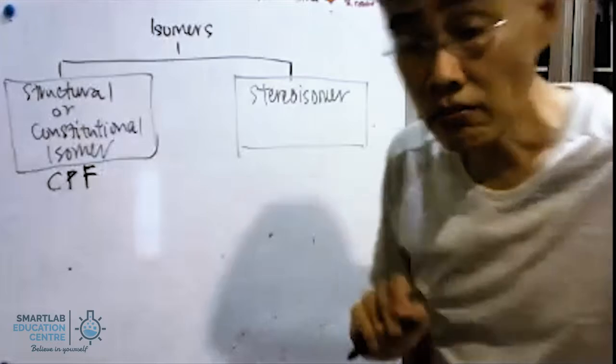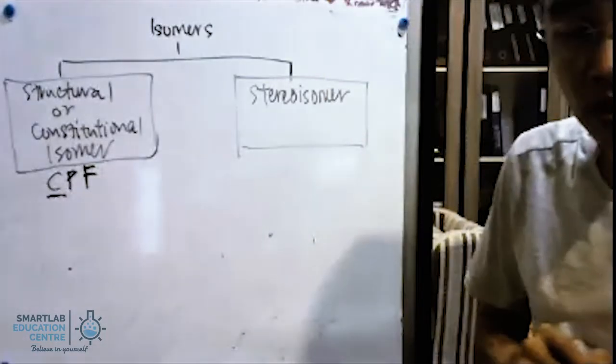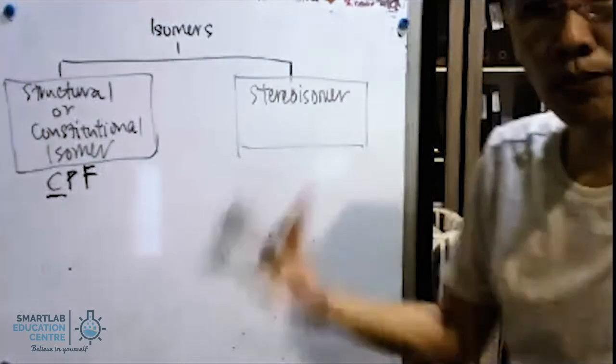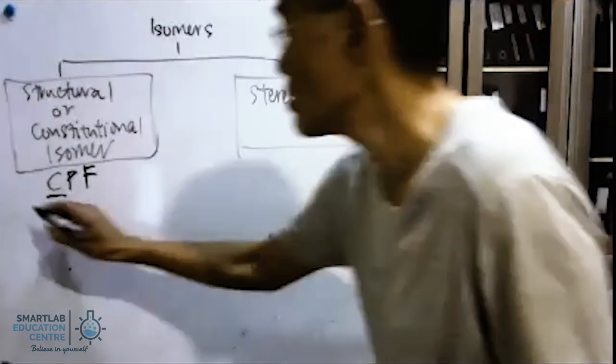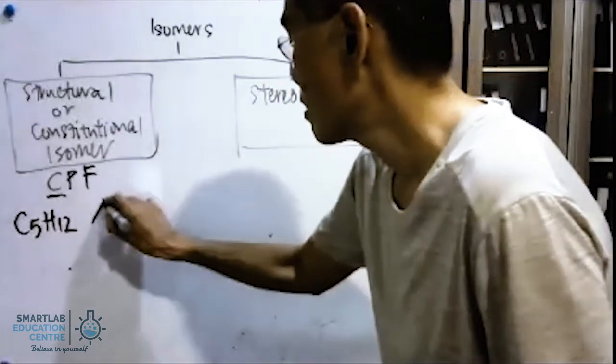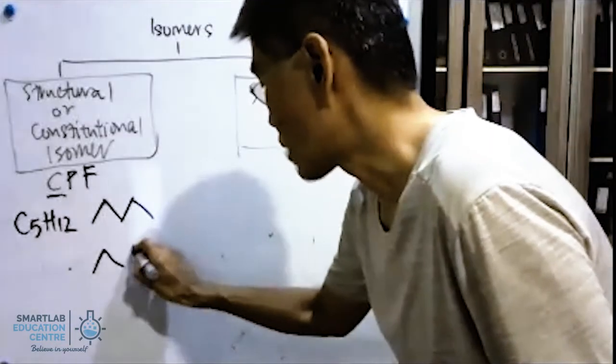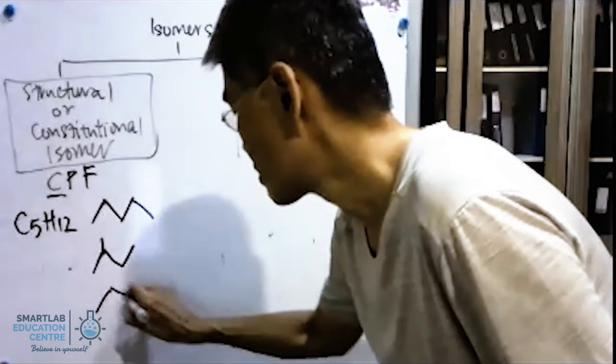C stands for chain. I'll give you now some examples of chain isomers, which means whether you're branched or unbranched. One good example will be your C5H12, which is none other than your pentane. I'm going to use line structures. So you have a straight chain, okay? Or I can start branching them into this.